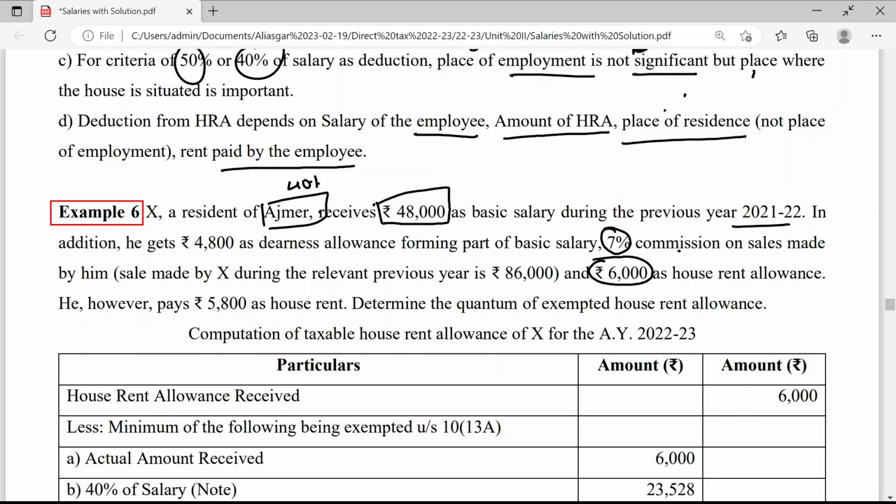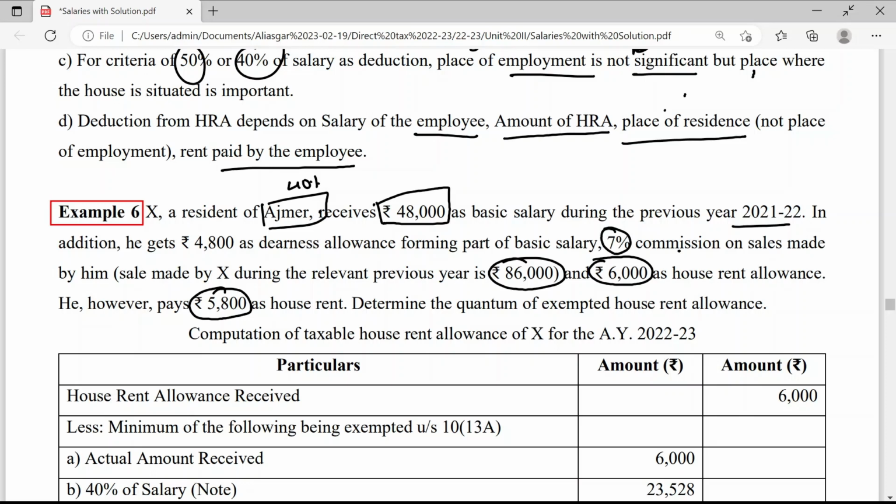So HRA received is 6,000, turnover is 86,000 and there is no change in salary in last month or something else. So now he however pays 5,800 as a rent. So total rent paid is 5,800. Determine the quantum of exemption of house rent allowances. Now you have to calculate computation of taxable house rent allowances of Mr. X for the assessment year 2022-23 as follows.